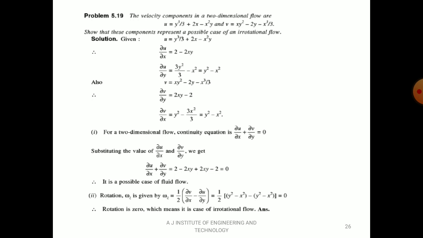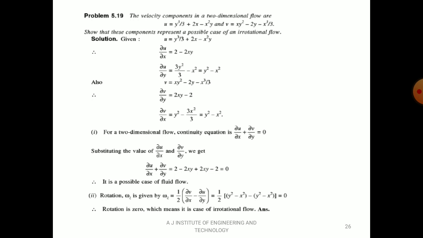Also we have the expression for v, that is v equal to xy square minus 2y minus x cube by 3. So again differentiate v with respect to x and y. So dou v by dou y equal to 2xy minus 2, dou v by dou x equal to y square minus 3x square by 3, that is equal to y square minus x square.